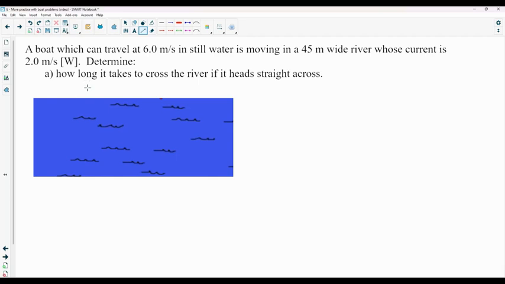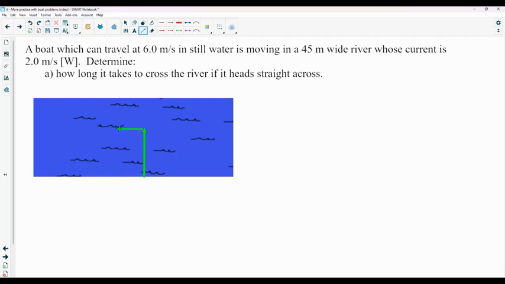Okay, so we have a couple things going on here. How long does it take to cross the river if we go straight across? So let's draw our vectors. Our boat, this is our heading, is going to look like this. We're aiming straight across the river. So far, so good. Now we're going to add in our current. Our current is going to go like that.